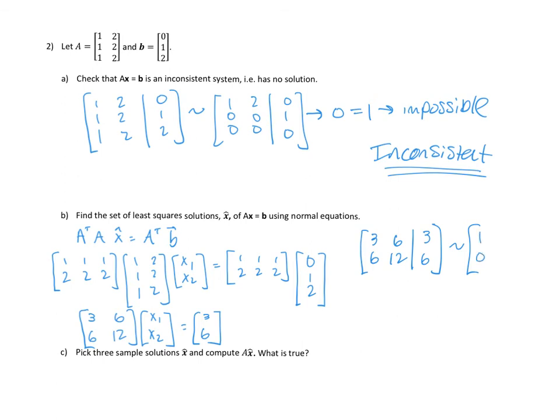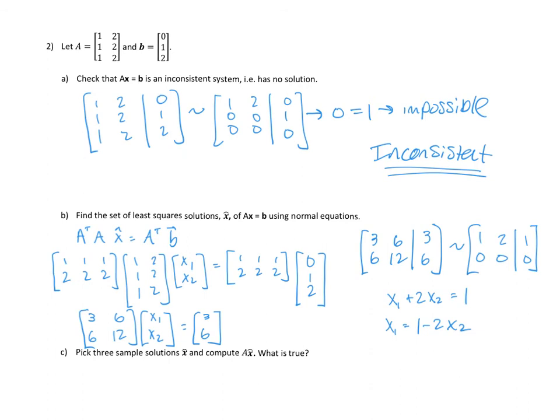1, 0, 2, 0, 1, 0. Okay, so this has a free variable, which means there are infinitely many solutions. So this says x1 plus 2x2 equals 1. Solve for the basic variable: x1 equals 1 minus 2x2. Okay.